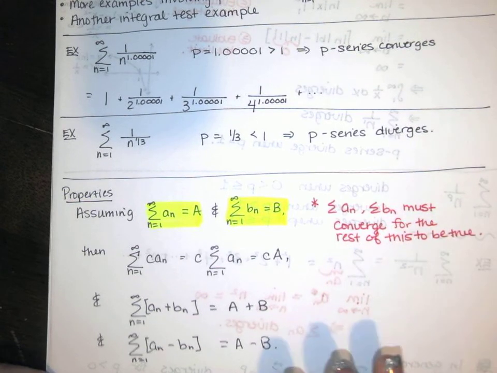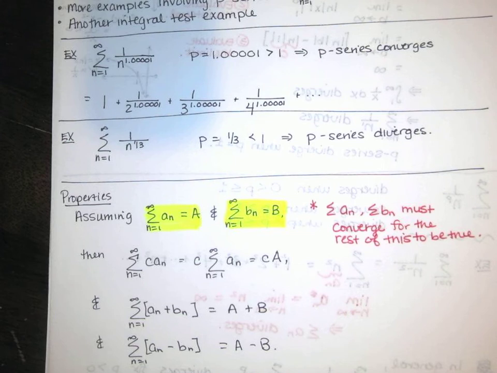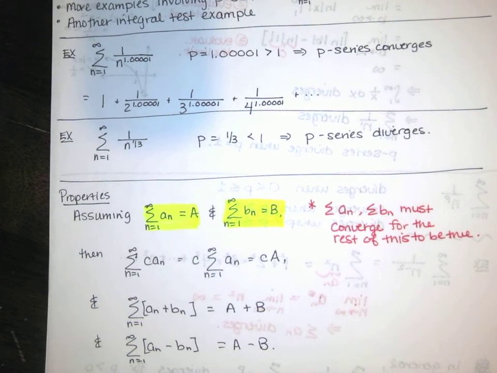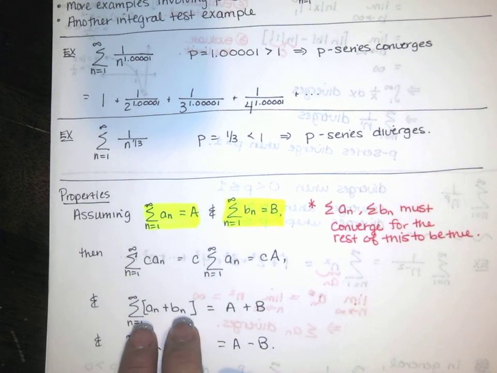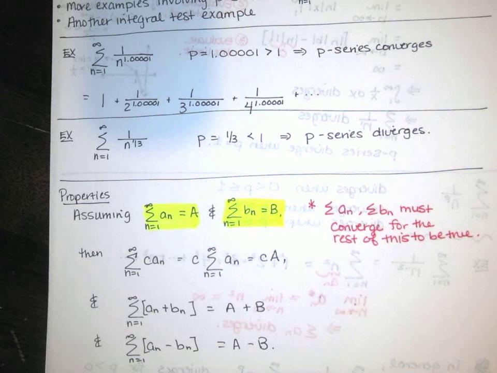In general, now, if one of those diverges, if this one diverges and that one diverges, we might be able to add them together and get a sum that converges. We might be able to add them together and get a sum that diverges. We might be able to subtract them and get a difference that converges, or we might get a sum or a difference that diverges.